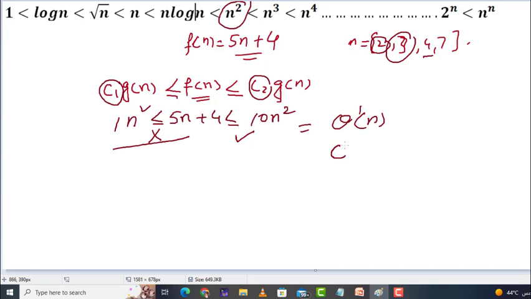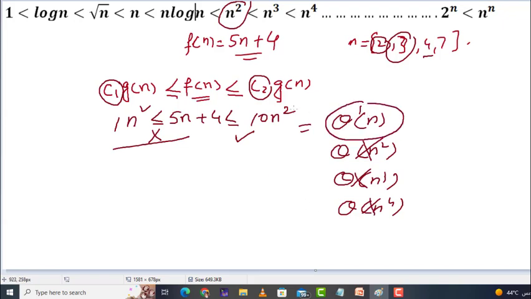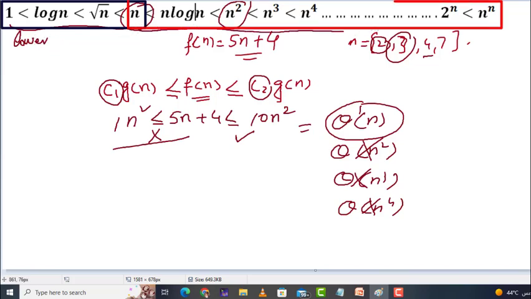So it means that I cannot write theta n square. I cannot write theta n cube. I cannot write theta log n like that. So it means that this theta bound only belongs to this particular n. This is your lower bound, as we have already discussed, and again this will be the upper bound, and this one function will be the average bound.